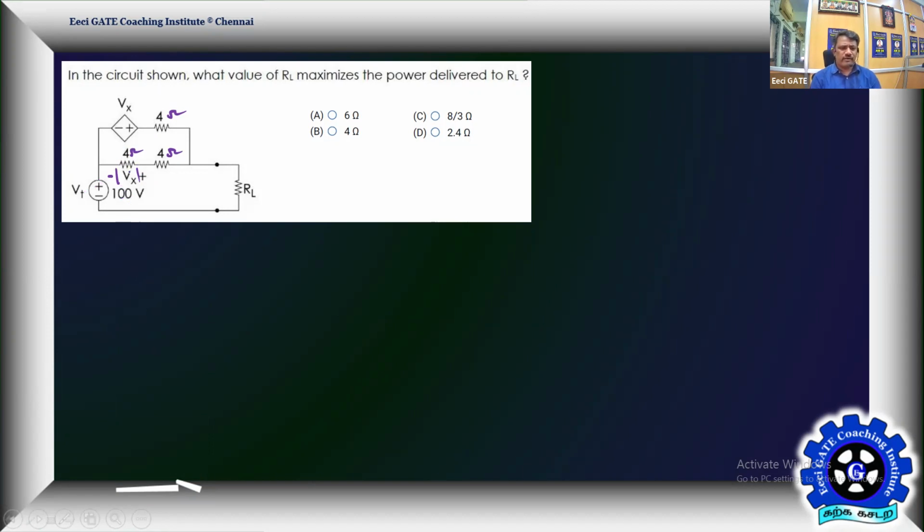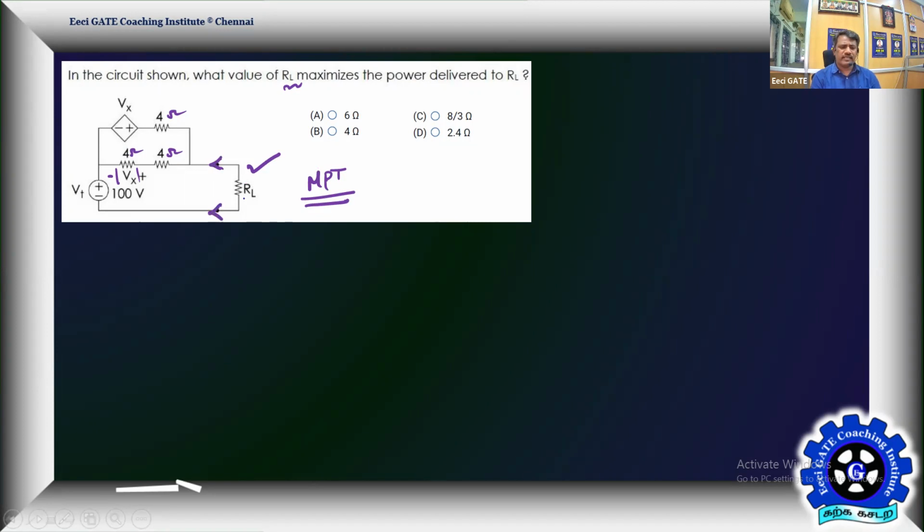So what we need to find out is the value of RL that maximizes the power delivered to RL. So the problem is not about the power. The problem is the value of RL that is going to make maximum power get delivered to the load. It's going to exploit the principle of MPT, but it's not asking about the power. In MPT, it's all about Thevenizing only.